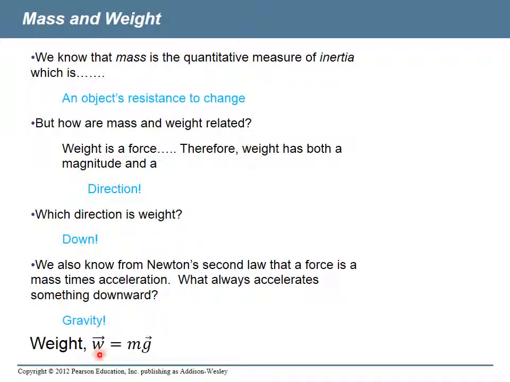This is pretty much the same as F is equal to ma. It's just that we have a very specific case of force. We said weight was a type of force, and we have a specific acceleration. This is acceleration due to gravity. So weight is mass times gravity.